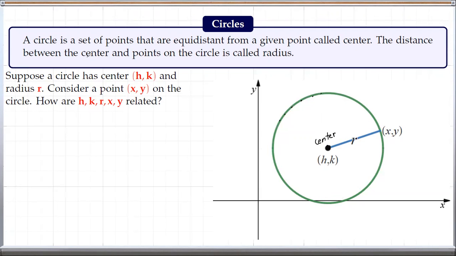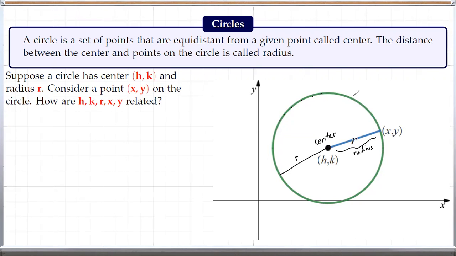The distance between the center and the points of the circle is called the radius. So this is the radius. This distance here is the radius. And since all these points are equidistant from the center, we can draw a radius from the center to any point on the circle. Right, so this is how we define a circle.